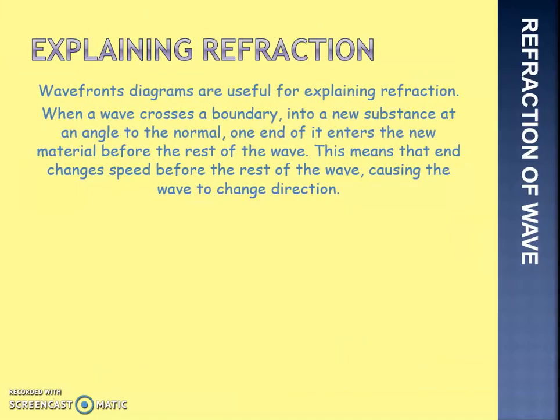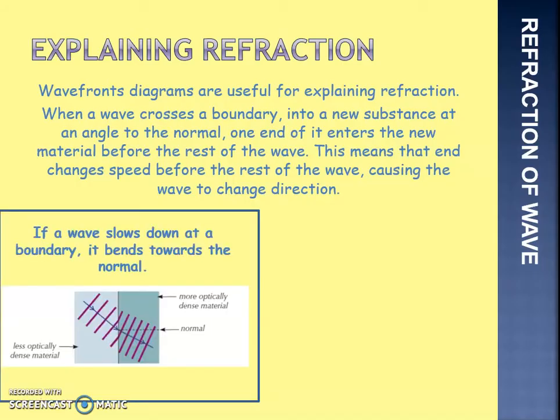Now, wavefront diagrams are really useful for explaining refraction. When the wave moves across the boundary into a new substance at an angle, one end of the wavefront enters the material before the rest of the wave. So that end changes speed before the rest of the wave, and it causes the wave to change direction. Look at this example here. The wave slows down at the boundary, it bends towards the normal. Half of those wavefronts, or some portion of it, is hitting the more optically dense material first and slowing down, whereas the rest of the wave's carrying on at the same speed. It causes it to bend towards the normal.